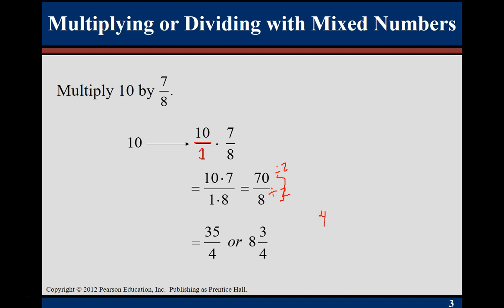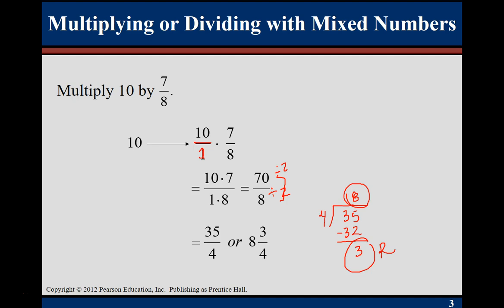And then I would need to say, 4 goes into 35 how many times? Well, 8, because 8 times 4 is 32. When I subtract, I'll have 3 left over. 8 is the whole number portion, and 3 is the remainder. So 35/4 is the same as 8 and 3/4.